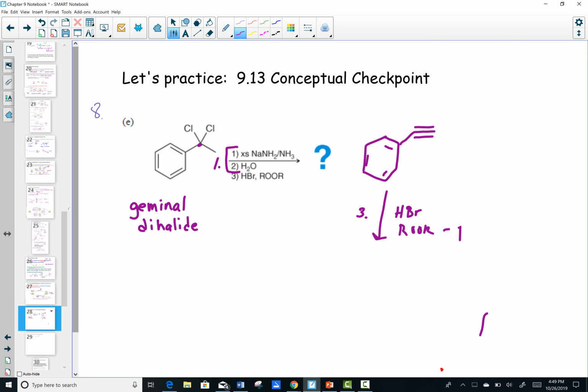And notice this is a peroxide. You have hydrogen bromide in the presence of a peroxide. So I want you to think Anti-Markovnikov. In the anti position, that means that the bromine is going to add to the least substituted hydrocarbon. And that's at the terminal end, so we have an ene that forms, that double bond.